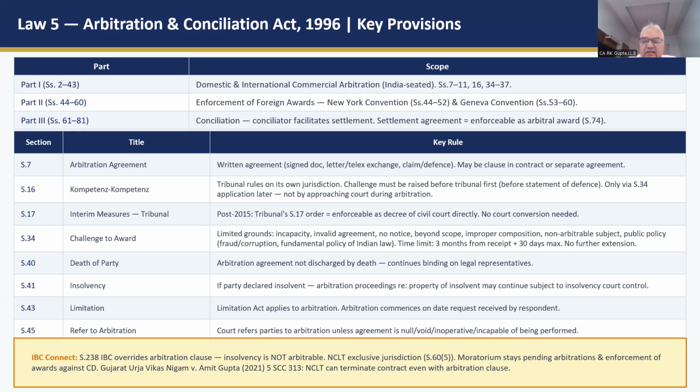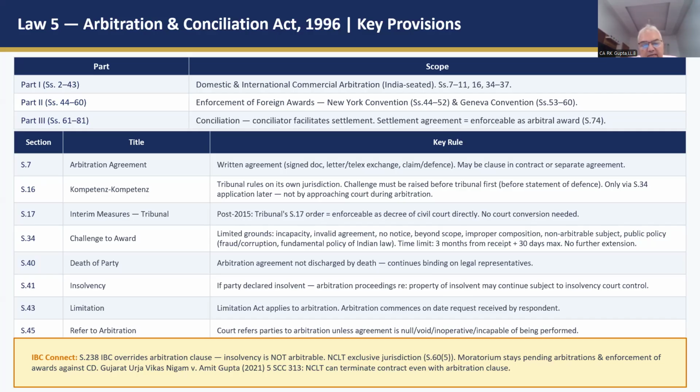So the time limit here is 3 months from the date of receipt of the award plus a maximum of 30 days. No further extension shall be allowed. So a challenge to the award could be made within 3 months from the receipt of the award, plus it could be extended by 30 days. Section 40 deals with death of a party during arbitration.